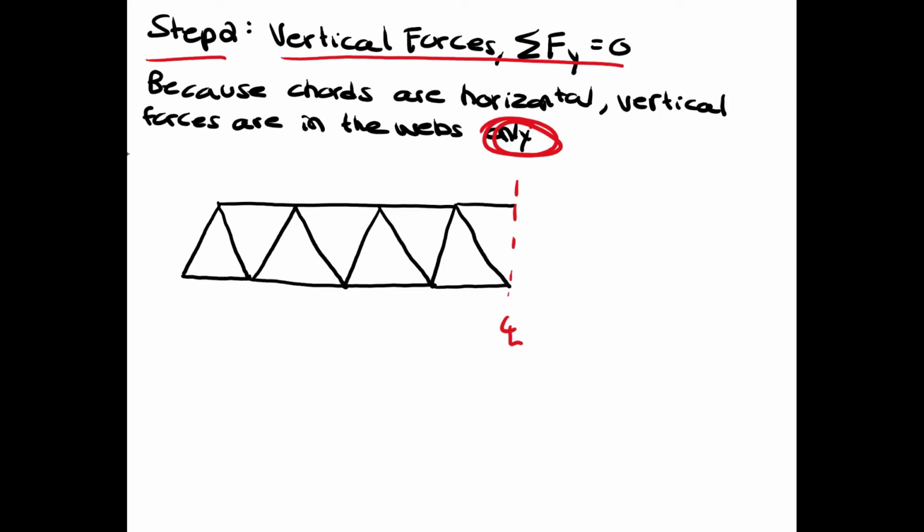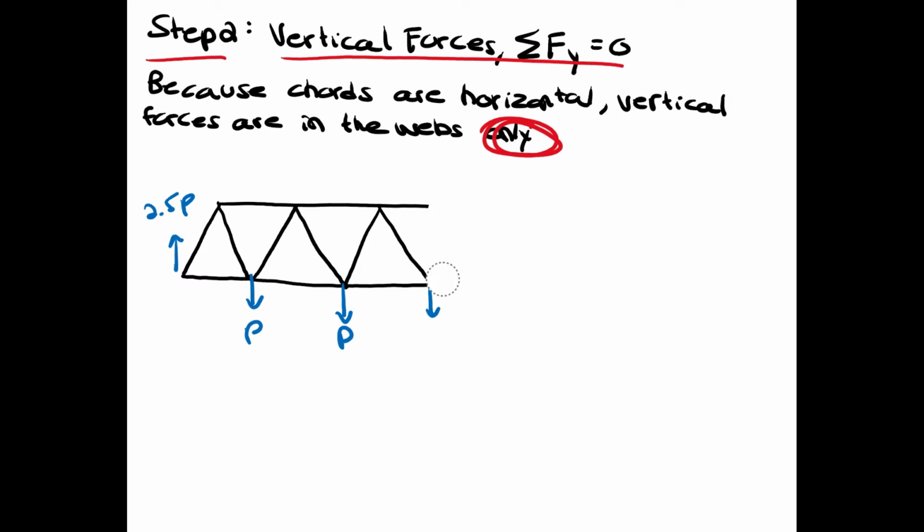Let's assume that we have an upwards force of 2.5 P, and then a downwards applied load of P at this joint, another downwards applied load of P at this joint, and then actually I'm going to move this over a little bit. Make this our center line. So this is our center line. Sorry about that. And then we're going to have a downwards applied load of P over 2. And the reason this is P over 2 is because it is only half of the applied load, because this is half of the bridge.